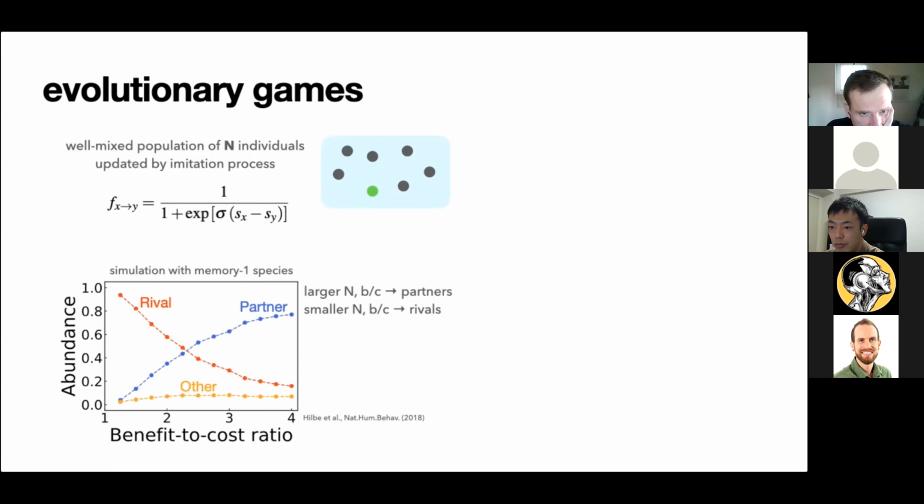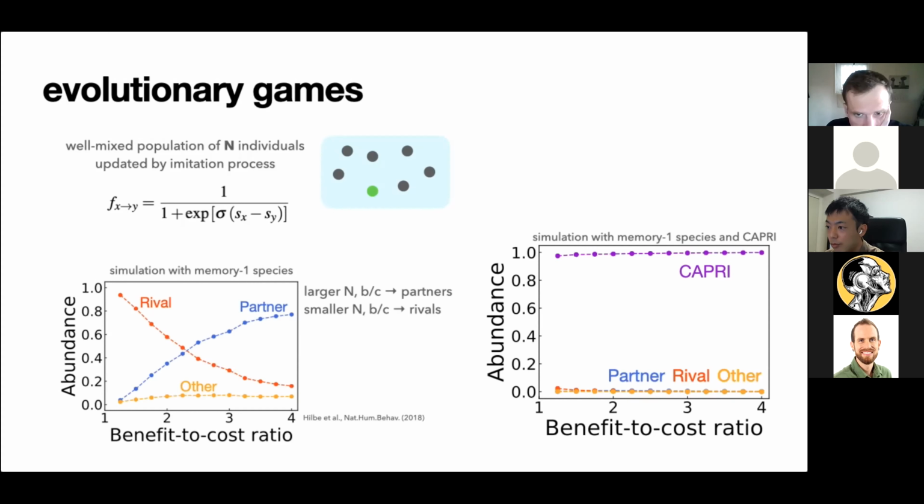This figure shows the abundance of partner, rival, and other strategies when species are limited to the classical memory 1 strategy space. Rivals are successful when the benefit to cost ratio is low or the population size is small, whereas partners get abundant in the other cases. When we introduce Capri into this system, the result changes drastically. As you see in this figure, Capri overwhelms the other species for the entire parameter range.